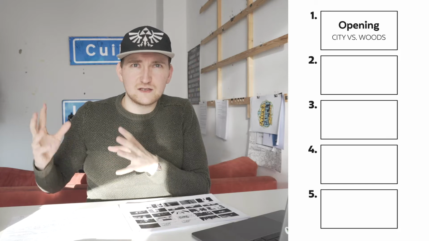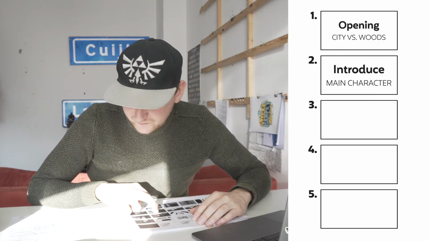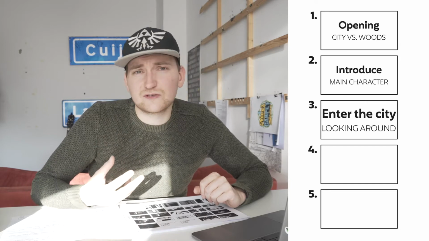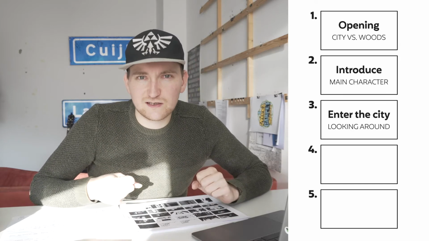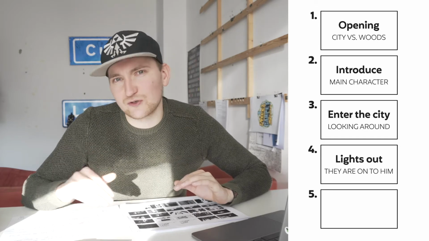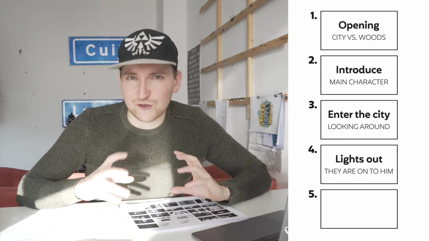The first one is the opening, where I just establish the contrast between the city, light, busy, noisy, bright, and the woods, which is calm and serene and peaceful, and it's dark. Then the second beat is the character introduction, where I just slowly reveal the main character. The third story element is where the character enters the city and he slowly starts to take it in. The fourth element is where the main character starts making changes. He starts to turn down the lights and the people who live in the city start to notice.